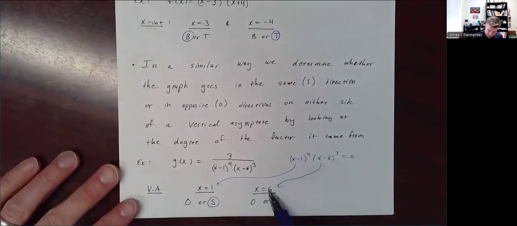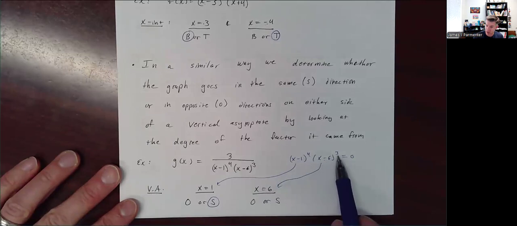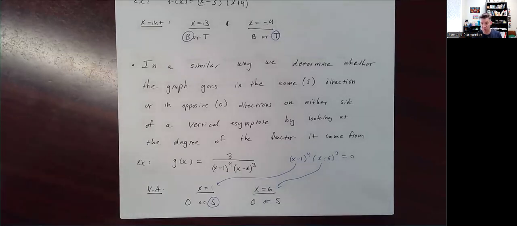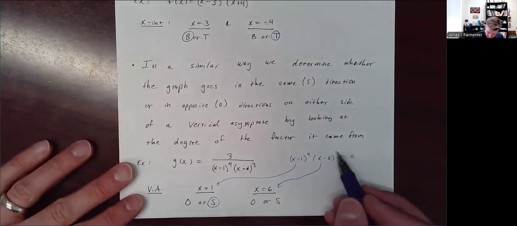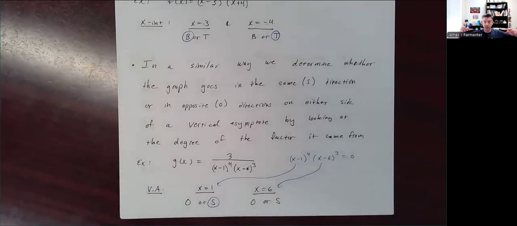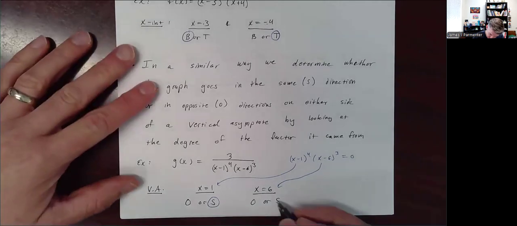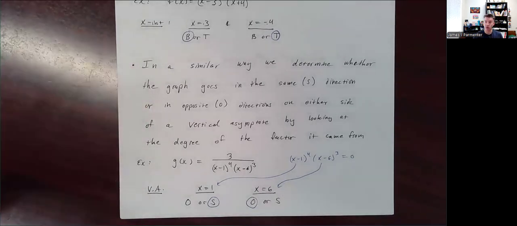Similarly, for x equal to 6, which came from this (x minus 6) to the third power, since the power, or the degree, or the multiplicity, all the same thing, is odd, we're going to have opposite behavior on either side of the vertical asymptote. So one side's going to go up, one side's going to go down. It's kind of like going through the x-intercept from above to below the x-axis.